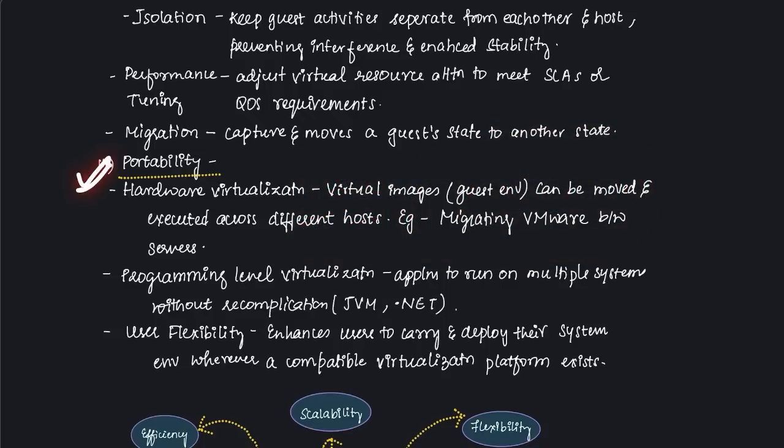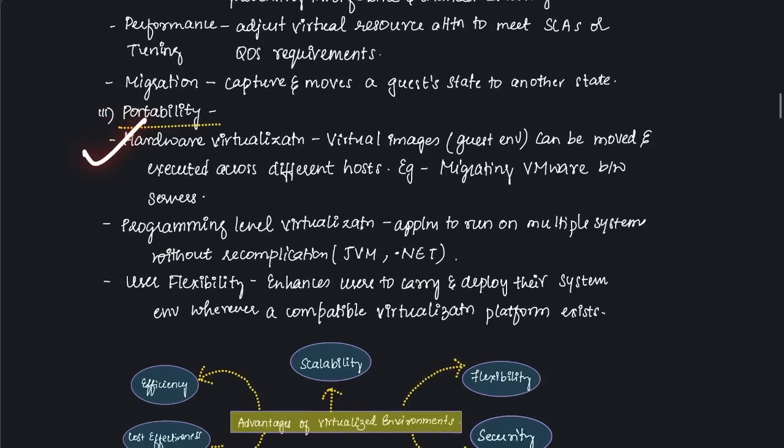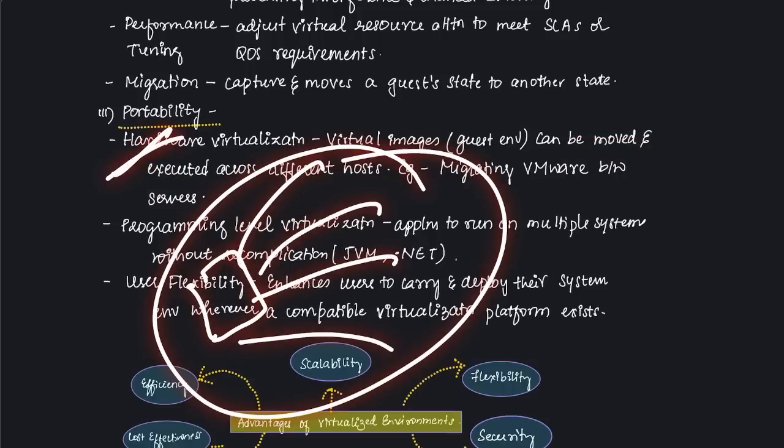Then we have the third point, which is portability. In portability, we have hardware virtualization, so the guest environment can be moved and executed across different hosts. For example, migrating a VMware virtual machine between different servers. This is an example of hardware virtualization.